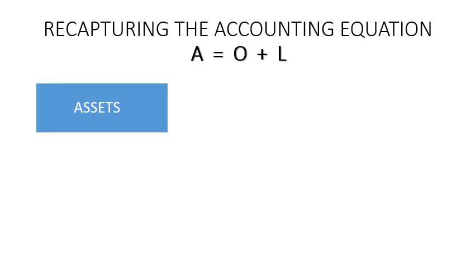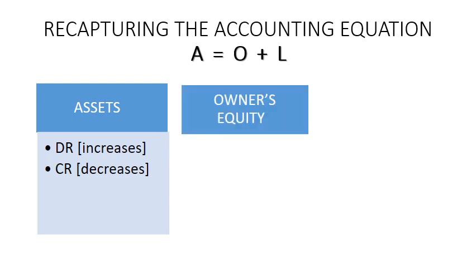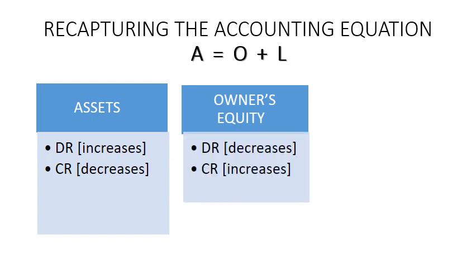For assets, we said that transactions that increase assets will be debited, while those that reduce assets will be credited. Equity: transactions that reduce equity will be debited, while transactions that increase equity will be credited.